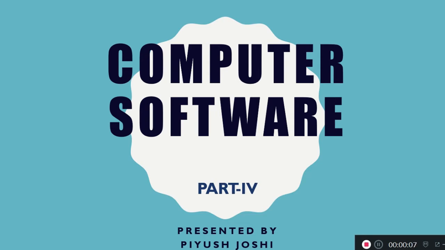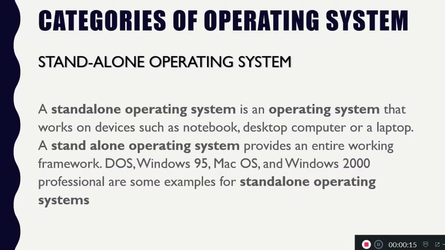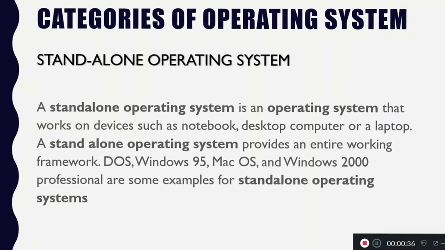Now, let us continue with our topic that we were covering in the last lecture. Let us first revise what we were doing. What have we learned? We have learned about the categories of operating system. One kind of operating system is a standalone operating system. A standalone operating system is an operating system that works on devices such as notebooks, desktop computers, or laptops. That is the basic definition of a standalone operating system.